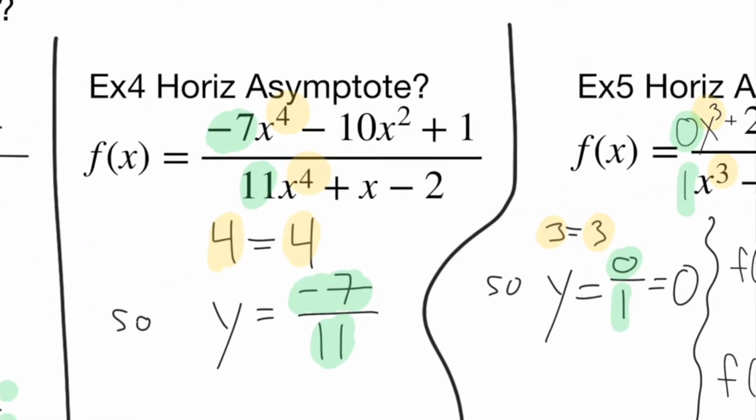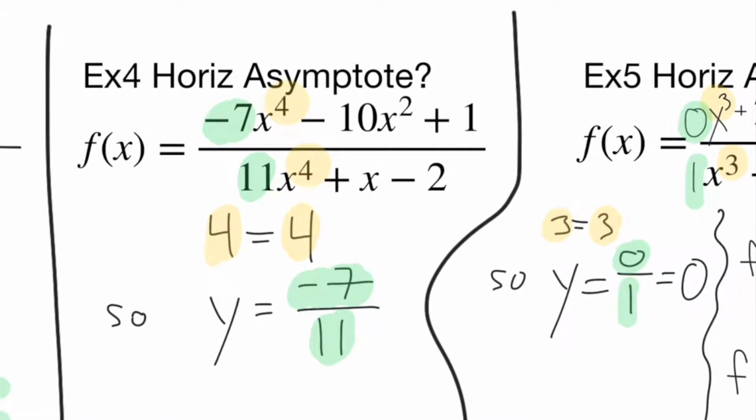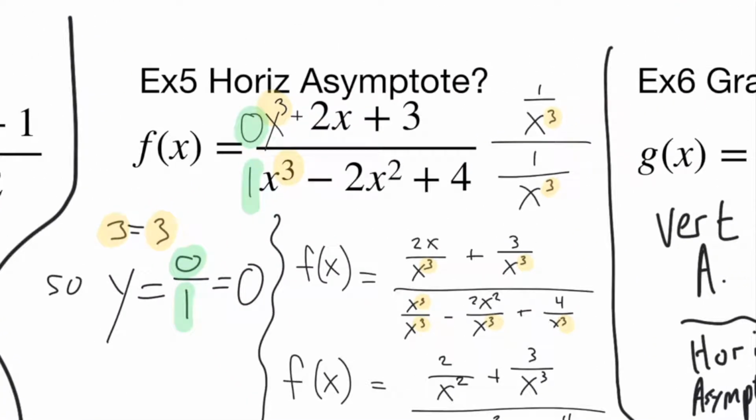Here's another horizontal asymptote. This time I'm just going to do the simple version, where you can just eyeball it and say, well, 4 is equal to 4, therefore the horizontal asymptote is y equals -7/11. Done.